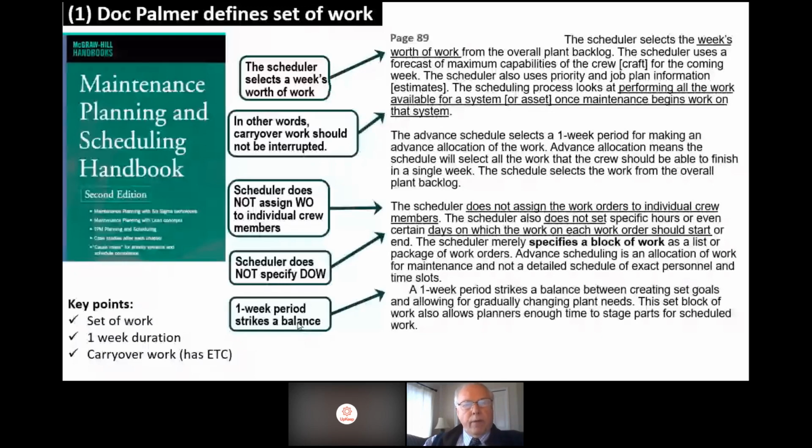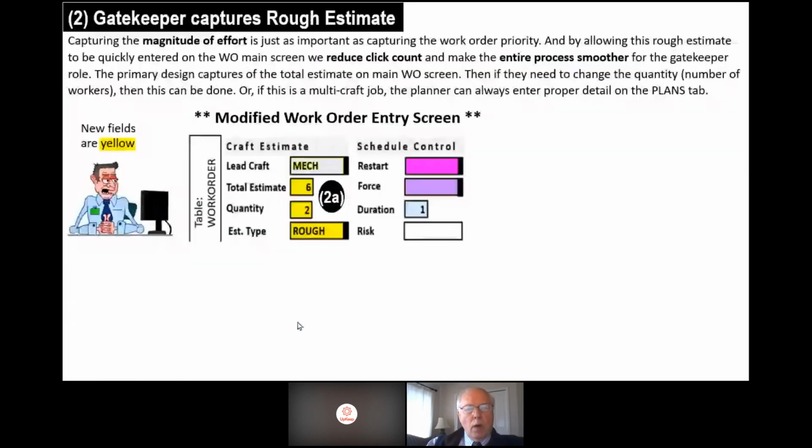Gatekeeper captures the rough estimate inside the CMMS. Well, how do you do that? Well, the yellow fields are new. So let's add a field here titled type of estimate. And this would be overridden when the planner does the formal planning. But initially, the gatekeeper will put in a value, and this will change to rough. So he's going to say the total estimate here for mechanics is 2 guys, 6 hours.